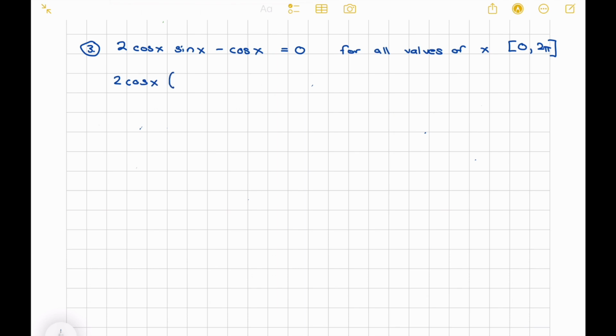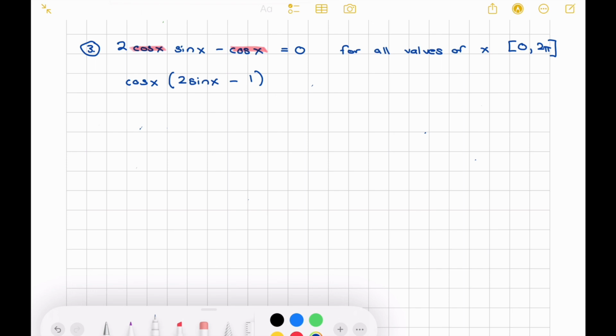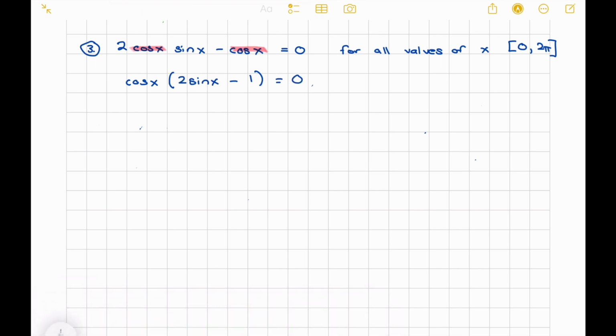And when I do that, I have a 2 sine of x left here and a minus 1 left here. So I'm just factoring out this cosine and this cosine. And when I do that, I get basically 2 factors here. And I know from the zero product property that either cosine of x has to equal 0 or 2 sine of x minus 1 has to equal 0.